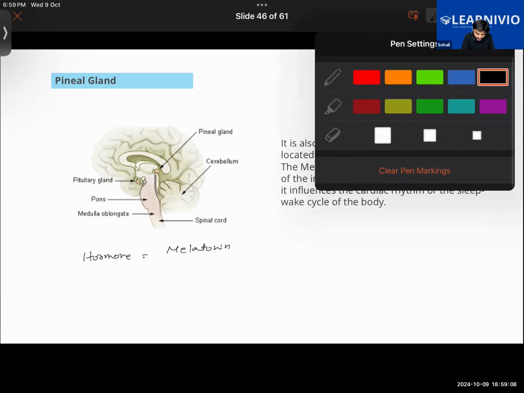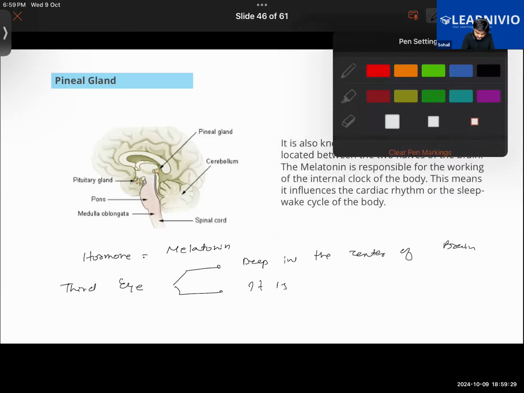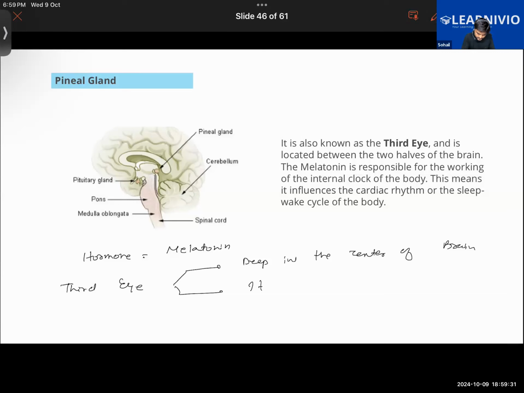So an important point to be noted down is why it is called the third eye. One reason is that it is deep in the center of the brain. Another reason why it is called the third eye is that it is light sensitive.